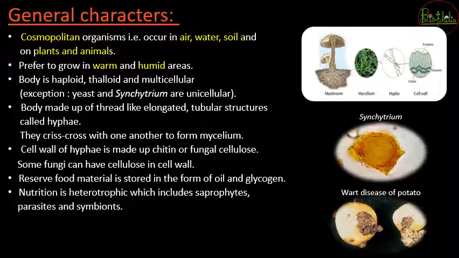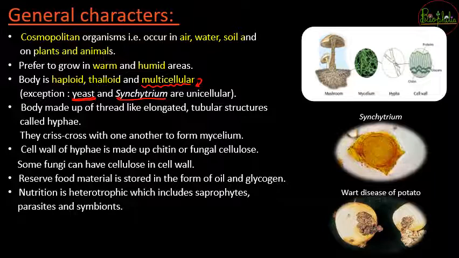Then body अगर type देखा जाए तो it is going to be a haploid type of body. उनकी body ज़्यादा different parts में divided नहीं होती है, so you call it a thalloid body. And it is multicellular, but again in multicellular there is going to be an exception जहाँ पे yeast जो होता है that is going to be a unicellular fungi, and syntrichium is also going to be unicellular, so that is going to be an exception towards this particular multicellular point.